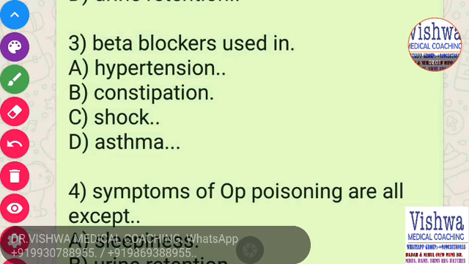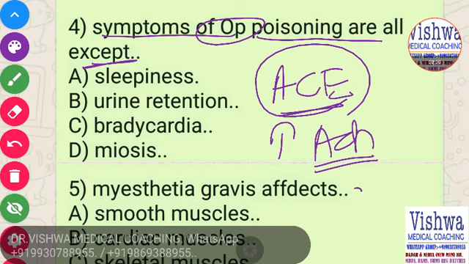The fourth simple MCQ on ANS: simple symptoms of OP poisoning are all except. Remember, we have learned organophosphorus compounds are anticholinesterases. That means they increase the acetylcholine activity. That means they cause more of the cholinergic, or I can say parasympathetic, effects. Sleepiness, yes. Urine retention, in fact they produce excessive urination, the bladder will contract. Bradycardia, yes. Miosis is yes. So the answer to this is again urine retention, B.